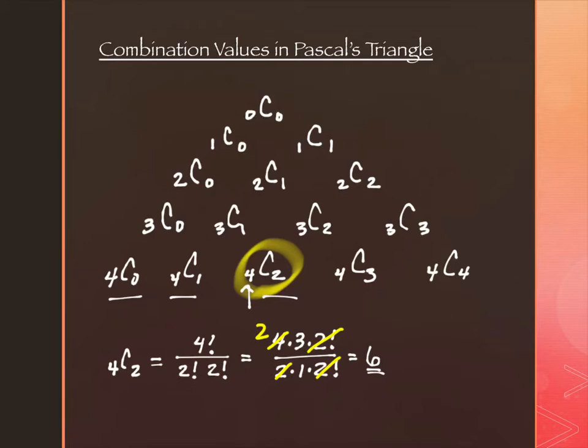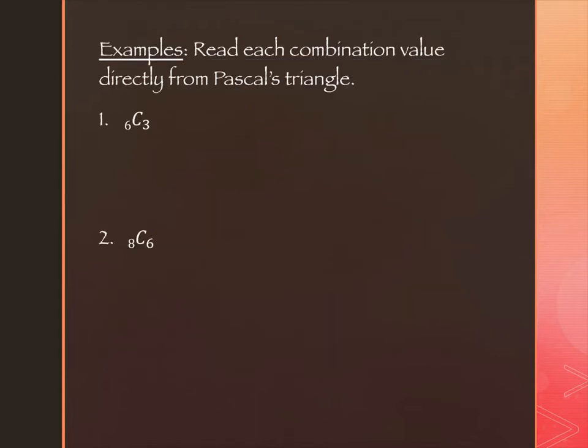I think I might need one more row for the examples I have. No, I think I'm actually okay. So let's take a look at a couple of examples. This one says that we're going to look for 6C3 and then number 2 is going to be 8C6, but we're going to read it straight out of Pascal's triangle. So could I write it all out? Yeah, I could. I could find 6C3 the same way that we did in the last section, but we can actually do it quicker by using Pascal's triangle.